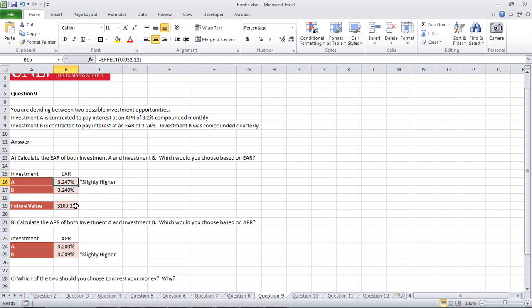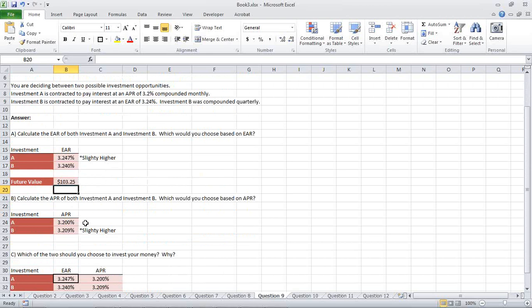The third thing we're going to do in this problem, which isn't really stated, is we're going to create a future value. What we're going to do for that is we're going to take the 0.032, we divide that by 12, our NPER is going to say 12 again, and we're going to do something weird and give you a negative 100 present value, which will give us $103.25 in the future.